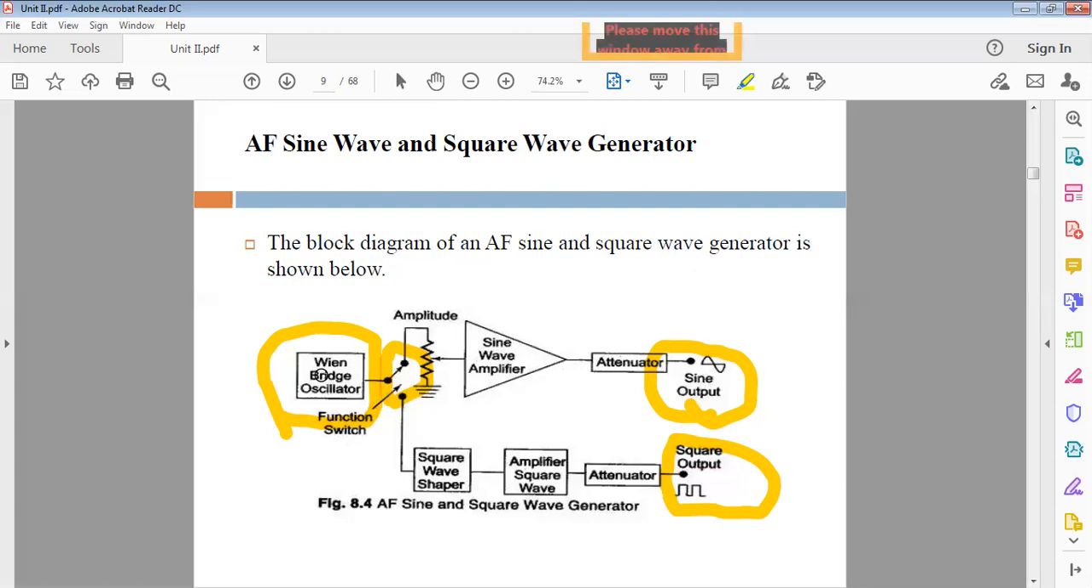Next. When the Wien-Bridge oscillator output is given to the square wave shaper, it is used for converting that sine wave into square wave, and whatever the square wave is generated, it is amplified by using square wave amplifier and it is given to the attenuator. Attenuator will attenuate the level of the output signal and generates the square wave output.